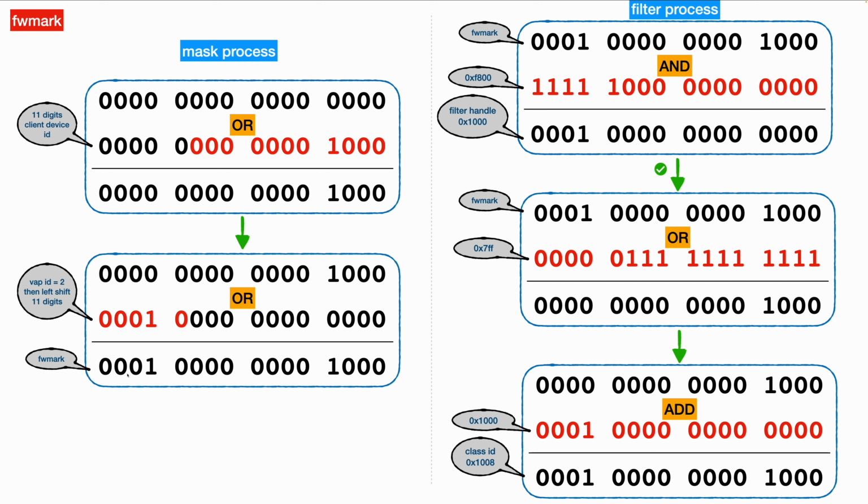Okay, let's assume you already have the FW mark in your packet. Your AP received such a packet. How does it know how to put it into the correct traffic control queuing disciplines and classes?